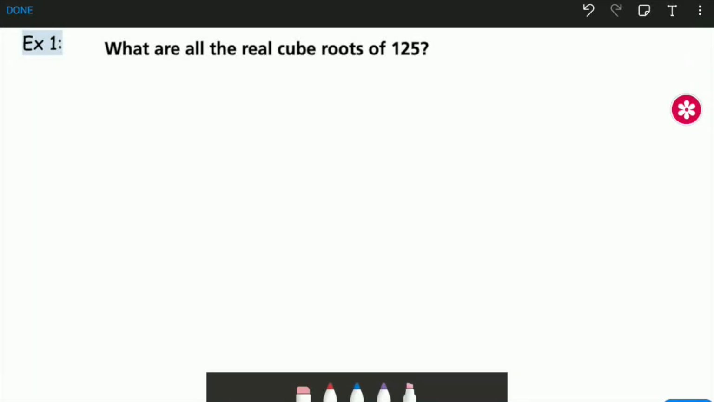Okay, in this example, we're supposed to state all the real cube roots of 125. Now, what the real cube roots of 125 is referring to is what number to the third power will give us 125. That's what that question poses.